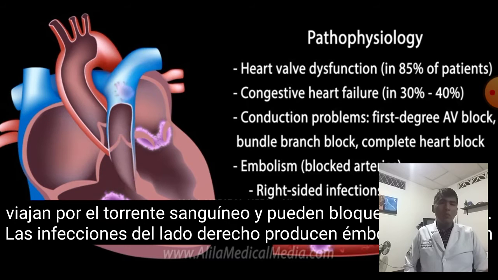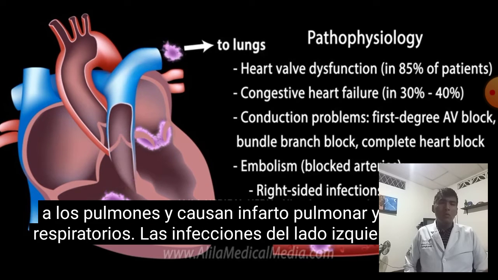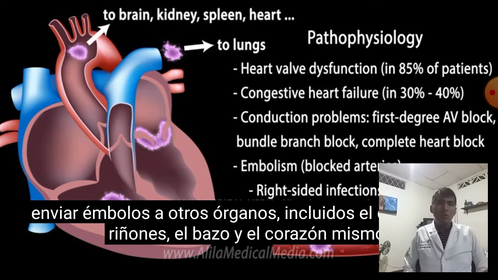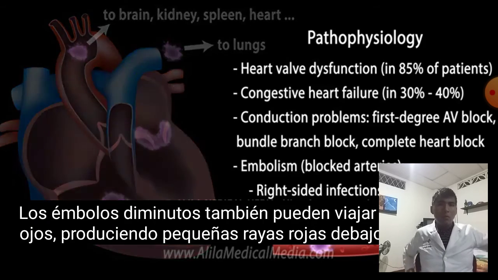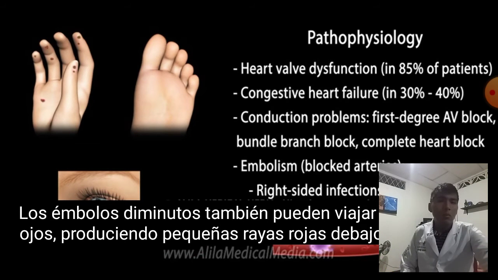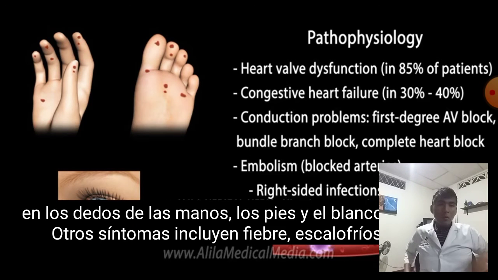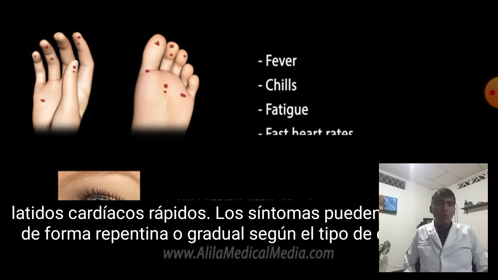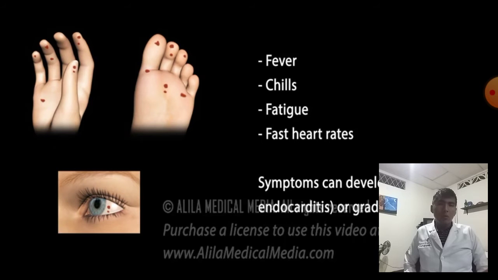Right-sided infections produce emboli that travel to the lungs, causing pulmonary infarction and respiratory symptoms. Left-sided infections can send emboli to any other organs, including the brain, kidney, spleen, and the heart itself. Tiny emboli may also travel to the skin and eyes, producing small red streaks under fingernails, on fingers, toes, and the whites of eyes. Other symptoms include fever, chills, fatigue, and fast heart rates. Symptoms can develop abruptly or gradually, depending on the type of endocarditis.